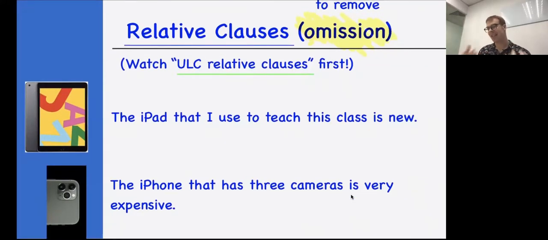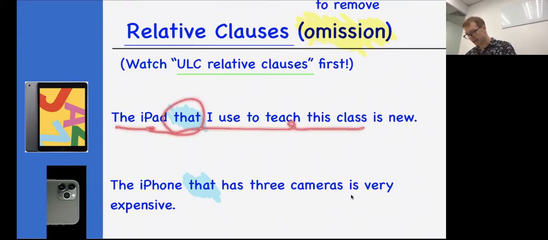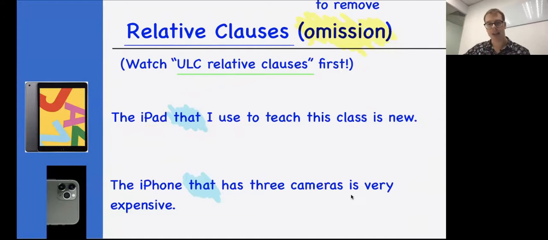So we're going to see in these sentences, we have these relative pronouns. We have words like the word that. See the word that? Here I'm using that as a pronoun in a relative clause. So the iPad that I use to teach this class is new, right? I'm telling you about the iPad I'm using to take these notes right now, right? I'll say the iPad that I use to teach this class. Which iPad? This one. The iPad that I use to teach this class, okay?